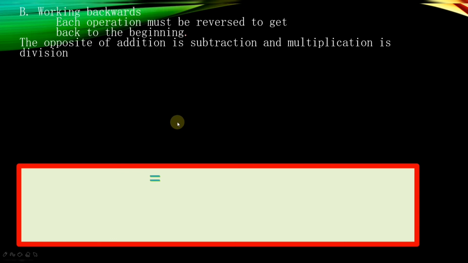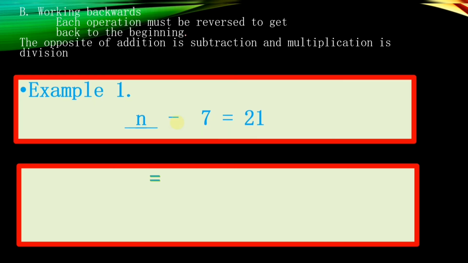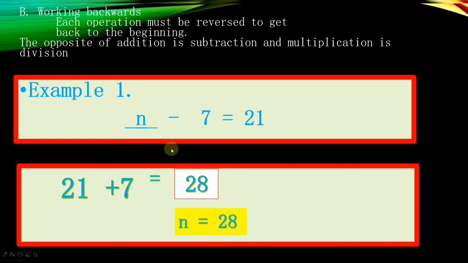Let's have an example in working backwards. So each operation must be reversed to get back to the beginning. So the opposite of addition is subtraction and the opposite of multiplication is division. Example number 1. n minus 7 equals 21. What should be the answer, or what should we place here in exchange of n? So let's reverse the operation. 21 plus 7 equals 28. So n is equal to 28.